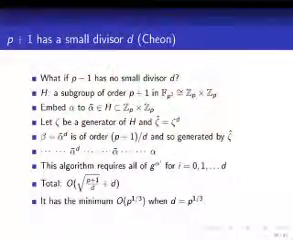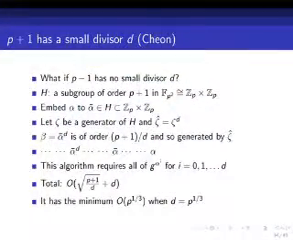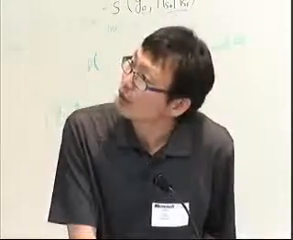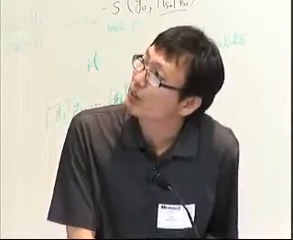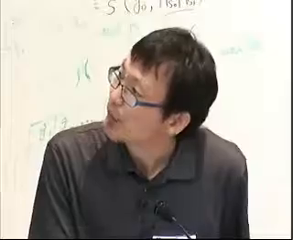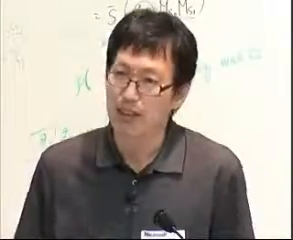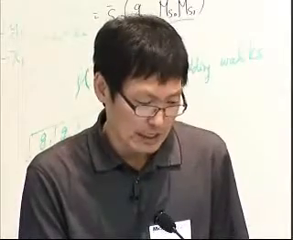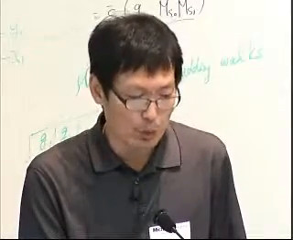And what if p minus 1 has no small divisor d? In that case, we can use p plus 1, or more generally p to the n minus 1. The idea is essentially the same, but here we have to use more mathematical notations. So for example, let H be a subgroup of order p plus 1.